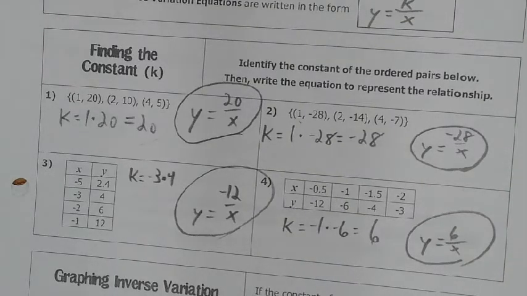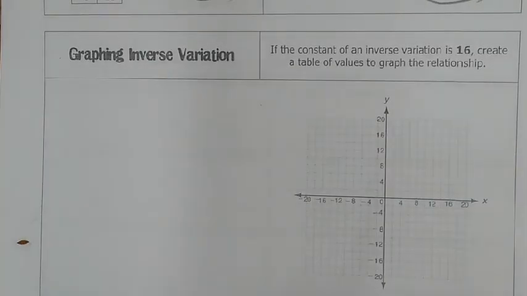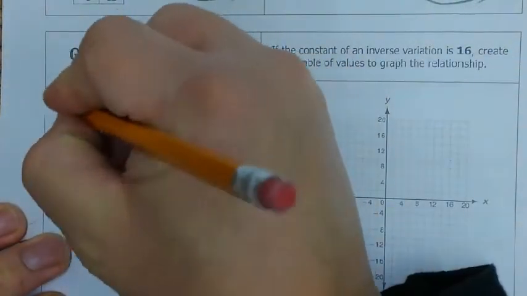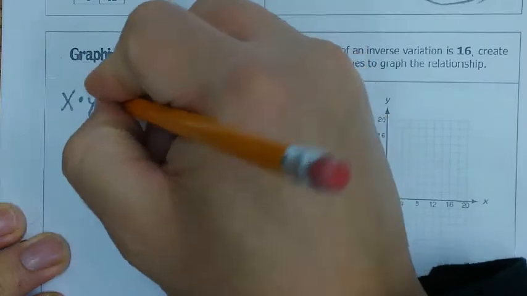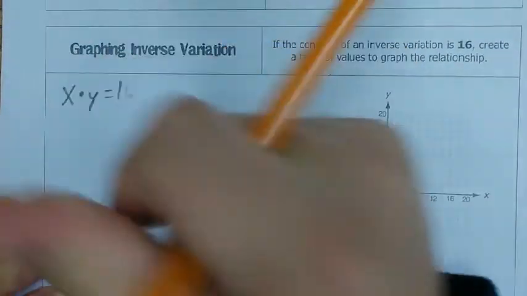Okay, this next part is the part that gets a little weird. And not really hard, it's just a lot different than what you've been doing. So it says, if the constant of inverse variation is 16, create a table of values to graph this relationship. So we're saying our x times our y equals 16. 1 times 16. Just put a 1 in there.